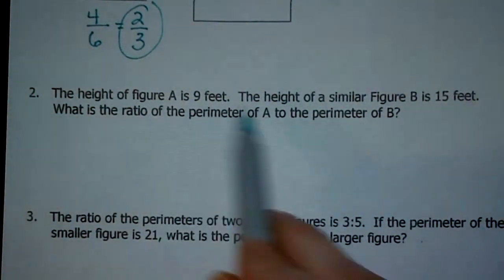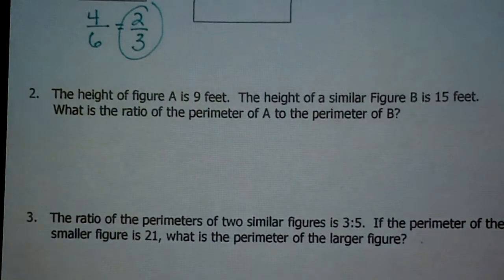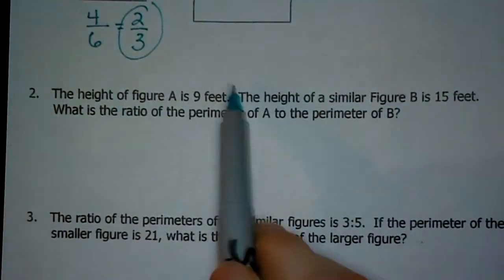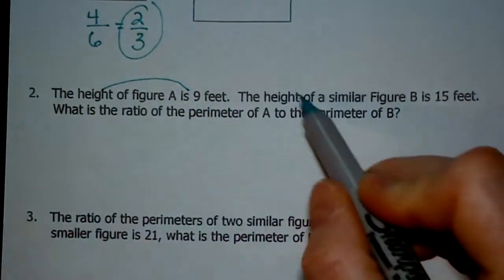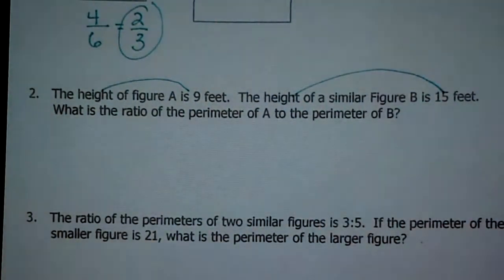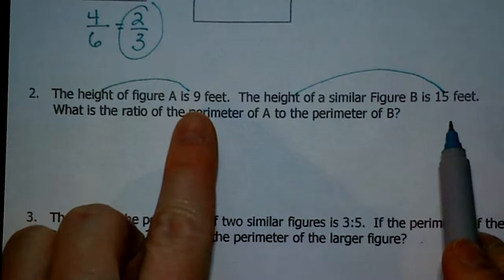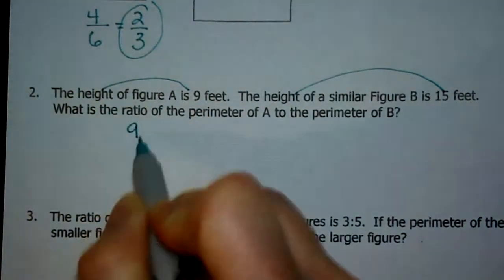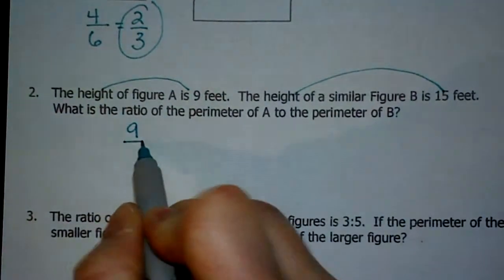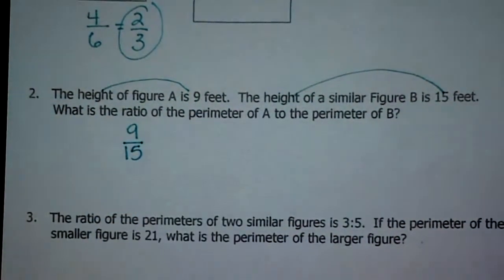What's the ratio of the perimeter of A to the perimeter of B? Now, I want to go from A to B, and it says that the height is 9, and here it also says the height is 15. So those match. I just gave you corresponding sides without a picture. For A to B, the height of A is 9, the height of B is 15. So that's the ratio of the corresponding sides, which is also the ratio of their perimeters.